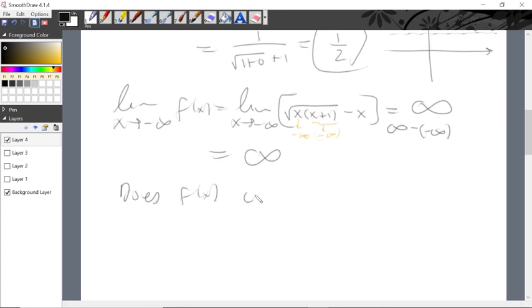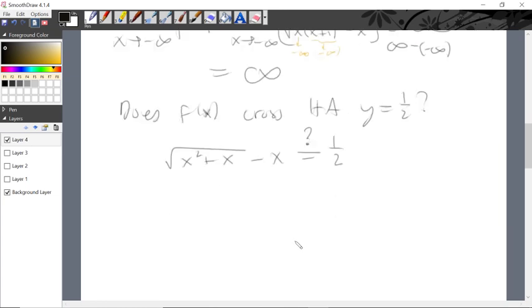Let's see, does f of x cross the horizontal asymptote of y equals 1/2? How do we know if two functions intersect? By setting them equal to each other. So we have the square root of x squared plus x minus x. We'd like to find out, can that equal 1/2? Can we solve this equation? Well, this is a radical equation. Here's a way to solve it. Let's isolate this radical by moving x to the other side. And then we can square both sides of this equation to remove the radical. So I have x squared plus x is equal to the quantity x plus 1/2 squared.